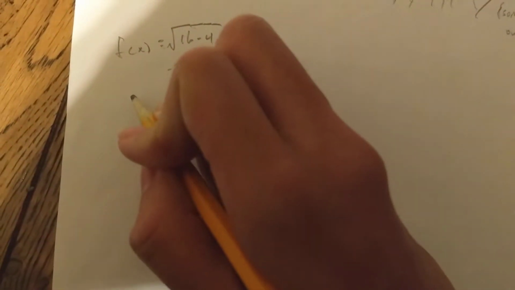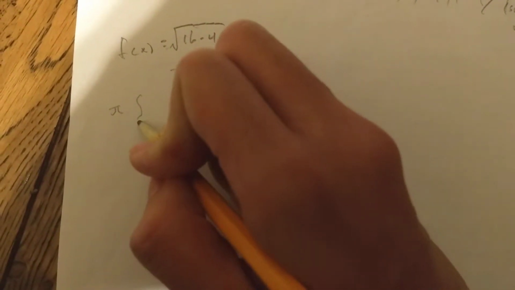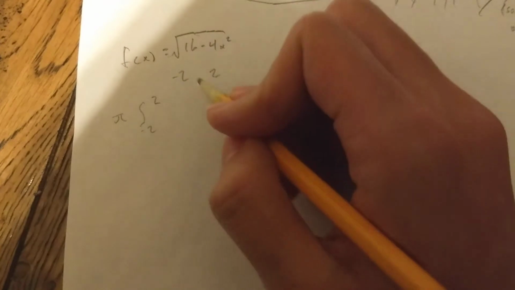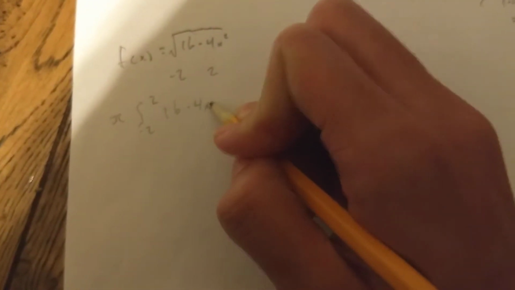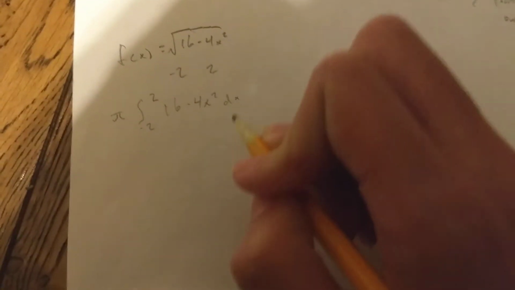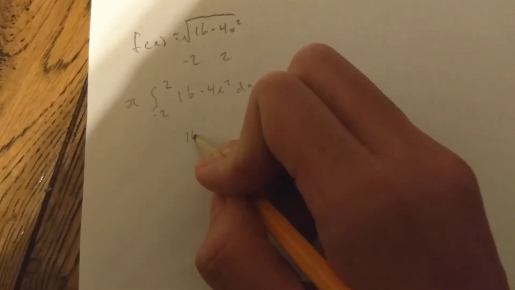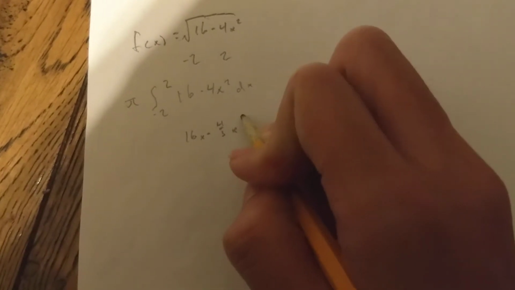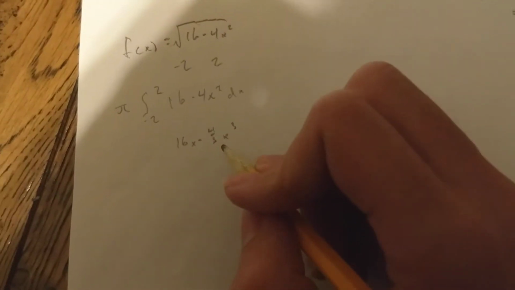But moving on, so essentially we can immediately just set this up as an equation of pi, put the integral formula here, -2 to 2, and then after that we square this because pi r squared, this is essentially our r, and that ends up being 16 minus 4x squared dx. From this we can pull out the antiderivative of 16x minus 4/3 x cubed. And hey, that 4/3 looks familiar, doesn't it, whenever we're talking about the volume of the sphere.